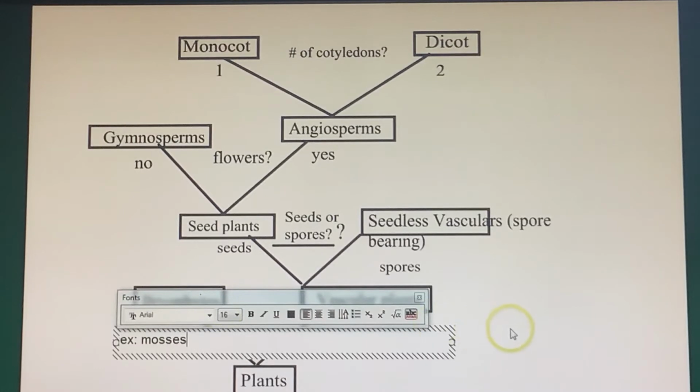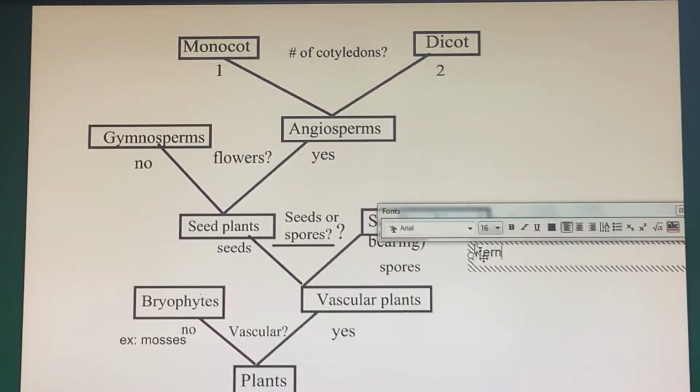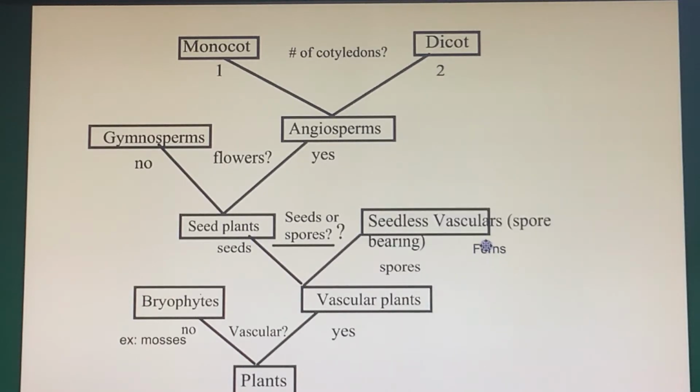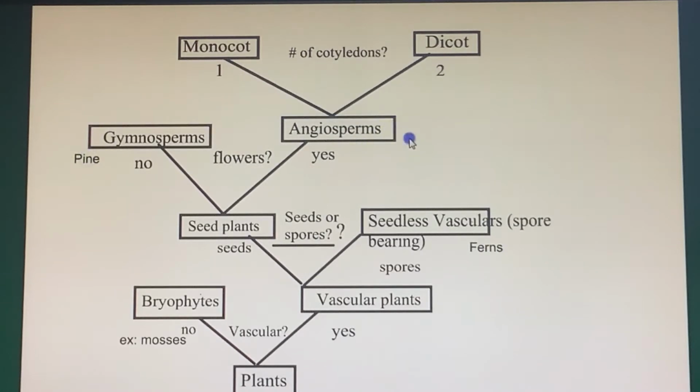We're going to use mosses as the poster child for all bryophytes. For the seedless vasculars, or the spore-bearing vasculars, we're going to talk about ferns. We'll use ferns as the poster child of the seedless vasculars. For gymnosperms, we'll talk about pine trees as our poster child. And basically we can pick any flowering plant for angiosperms.